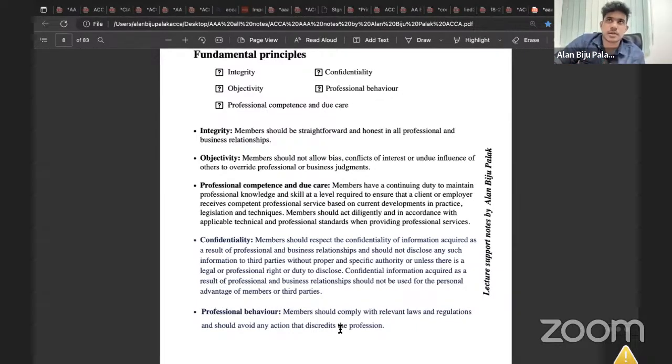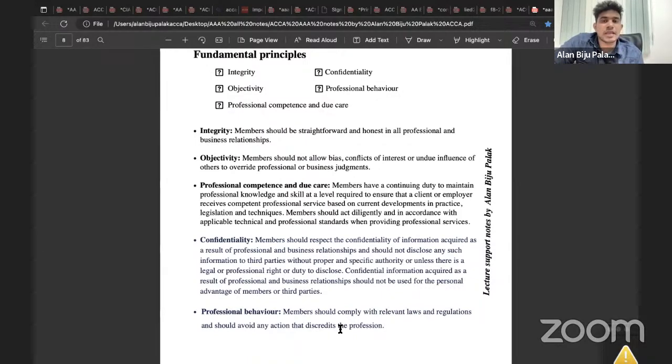Let me ask you guys, if it is mentioned in the scenario that the auditor has advertised their service and the advertisement is discrediting some other professional, what kind of professional issue will it be? Professional behavior. Yes, it's professional behavior, right? Because as per professional behavior, we should not do anything that may discredit the profession. So if we advertise in a manner that discredits any other professionals, it's again professional behavior.